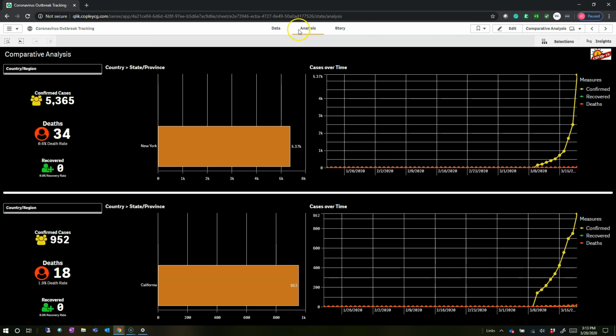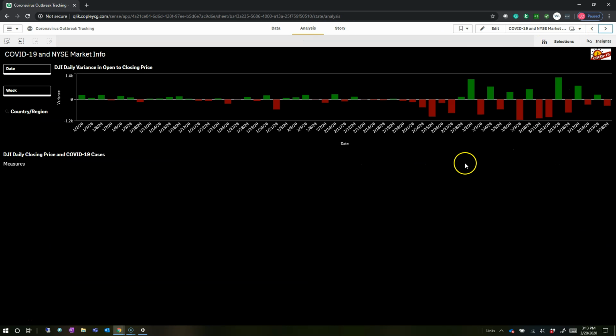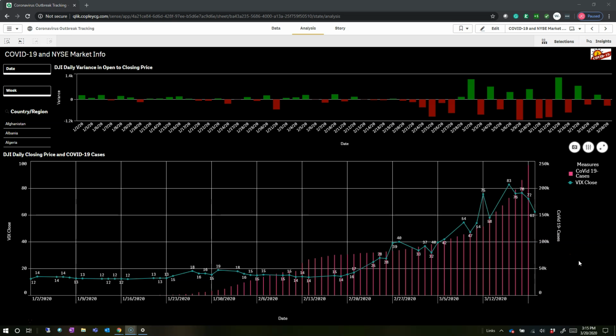So the last thing that we're bringing into this data set is stock market data from the Dow Jones and from the volatility index. What you'll see across the top here are these green and red bars. This is essentially the variance between the open and close of the Dow Jones day over day, just showing that as time goes on, we got very steep, rapid changes within this index.